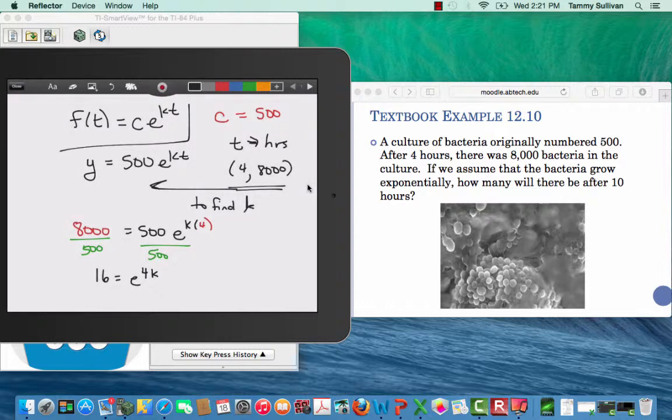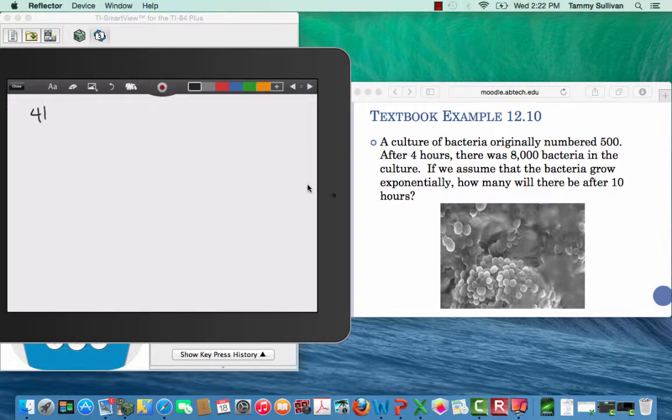Now there's a shortcut that you can do here, and your book isn't going to show this to you yet, but I'm going to go ahead and show it to you. e and ln are inverse functions, so I'm going to put both of these inside of an ln. And the beauty of doing that is that the e and the ln cancel, and then you're left with the ln of 16, which is just some number, equal to 4k. So now that I have 4k equal to the ln of 16, to solve for k, I'm going to divide both sides by 4. So that gives me k is equal to the ln of 16 over 4.